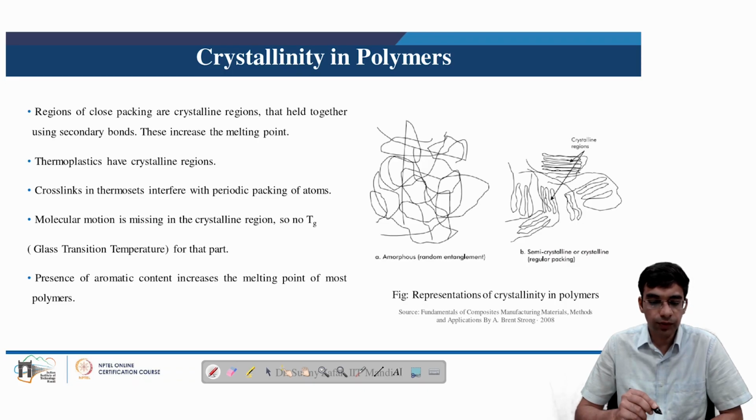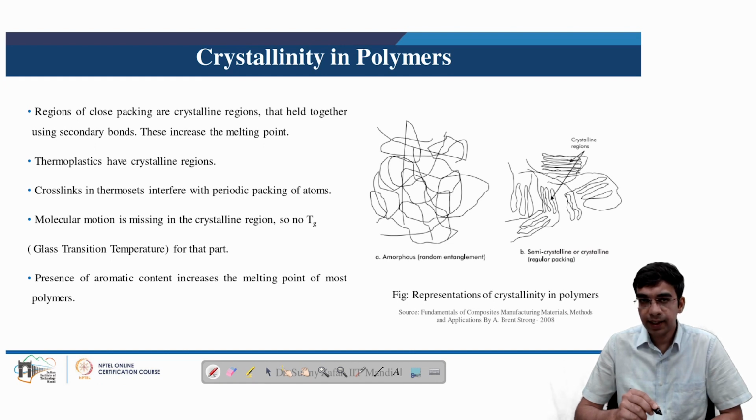Molecular motion is often found to be missing in the crystalline region. So for those regions, the glass transition temperature is not noted. Sometimes the presence of aromatic content, that is the closed ring benzene structure, is known to increase the melting point for most of the polymers.